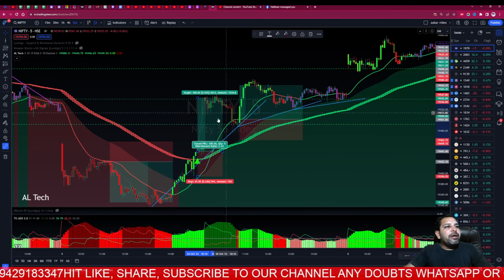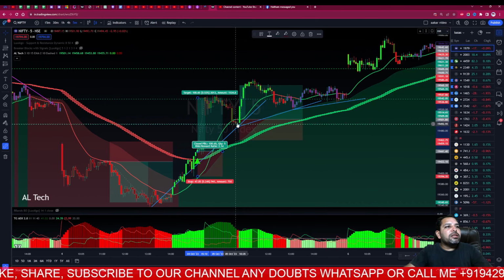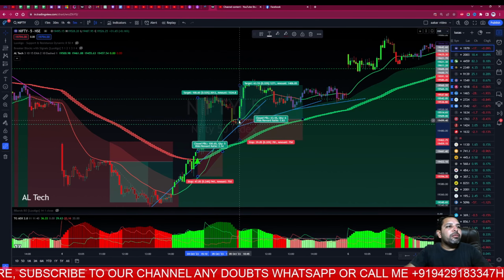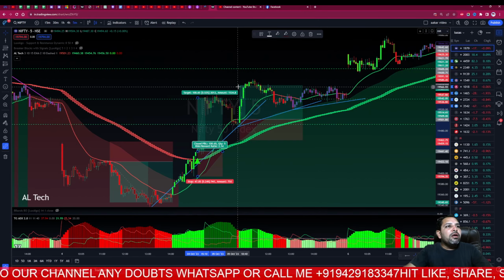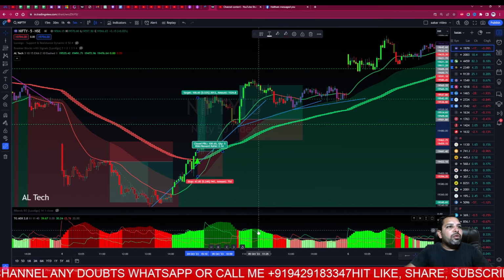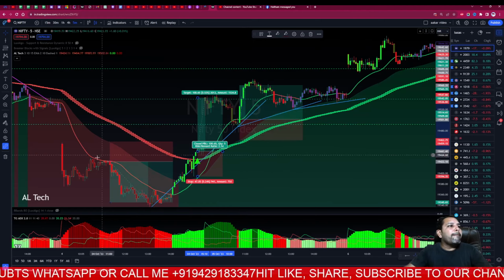Here we have already made a re-entry, as the market candle has retested your support zone and also given the confirmation, so we can enter the specific trade. Target will be, as I told, the lower histogram. You can exit the trade, and your stop loss will be over here, right?